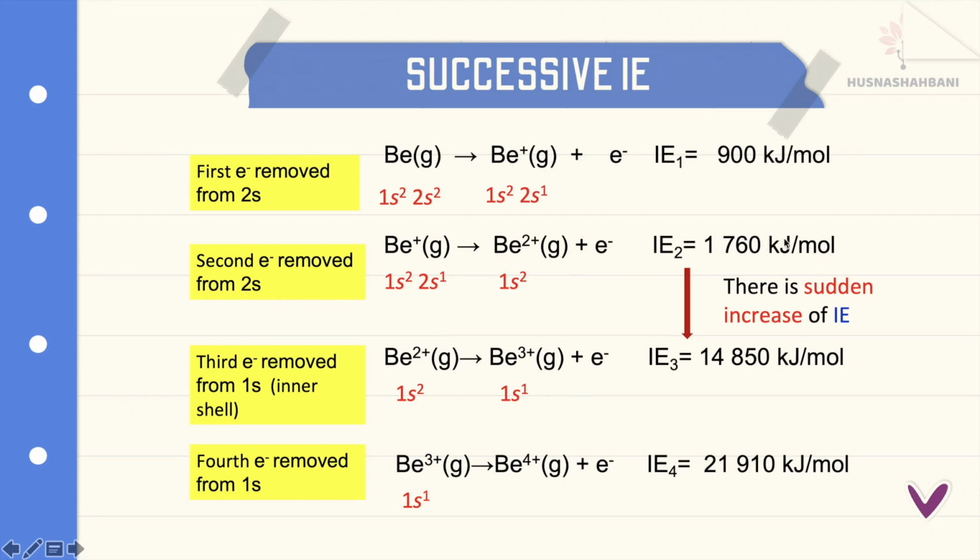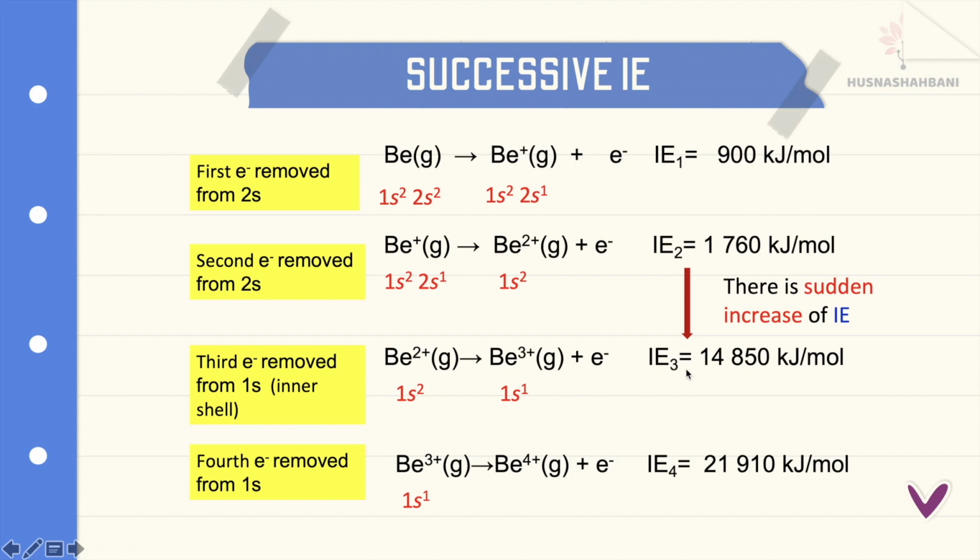But if you look at the third removal of an electron, this is the third time you remove from Be2+. The third electron you remove from 1s, from n equal to 1. The first time you remove from n equal to 2, the second time from n equal to 2, but the third time from n equal to 1. The position of the electron that you want to remove is closer to the nucleus compared to the first and second times. This electron is at n equal to 1, while the 2s electrons are at n equal to 2, so they are further and this one is closer.